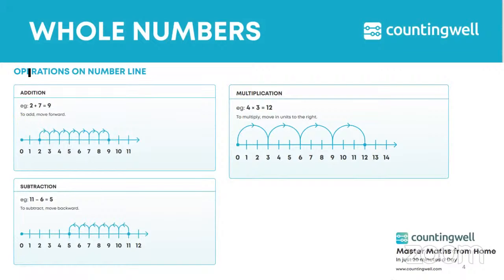Let us see some operations on number line. So we have addition, subtraction, multiplication. Let us see how to add numbers using number line, subtract and multiply. To add two numbers on number line, we have to move forward. So first of all, you have to mark 2 on the number line as we are adding 2 and 7. Then we move 7 steps forward. So we get the number 9.